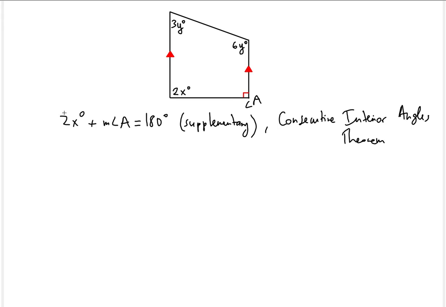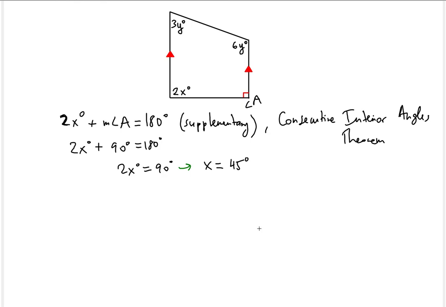So now we can solve for x using the fact that the measure of angle A is 90 degrees, right? Because it's shown as a right angle. So that's 180 degrees. As a result, you subtract 90, and 2x degrees is equal to 90 degrees. So x is equal to 45 degrees, right? So that's the value of x.